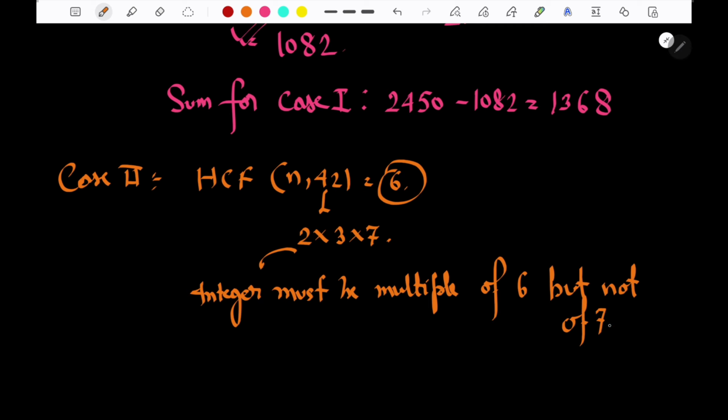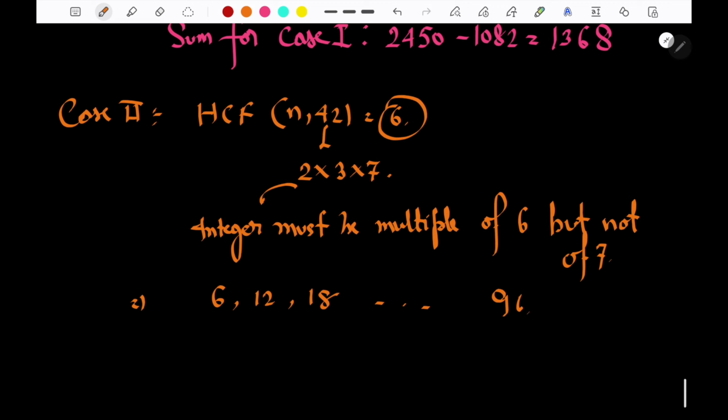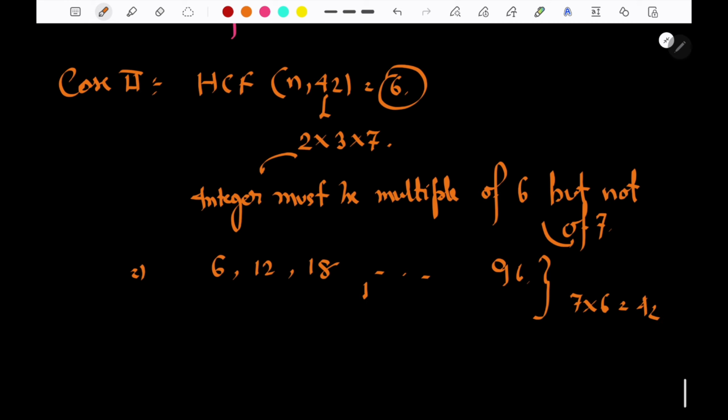Now how to find this out? So actually we are looking for multiples of 6 that are less than 100. So we start 6, 12, 18 and this goes on till 96. But what do we exclude? We want a multiple of 6 but not of 7. So how do we omit? The multiples of 7, that is 7 into 6, 42. One will be 42, another will be 84. Nothing else. We have to exclude these two.